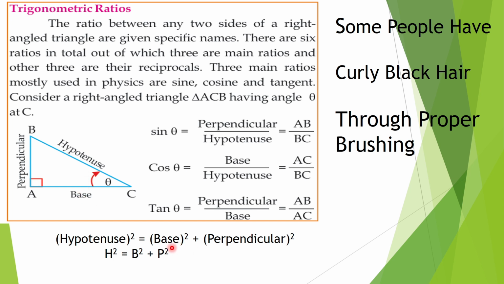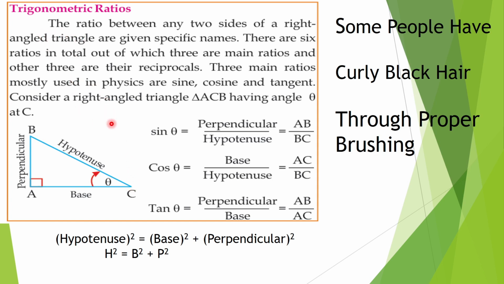For example, if you have base equal to 4 and perpendicular equal to 3, the square of 4 is 16 and the square of 3 is 9, so 16 plus 9 equals 25. So it means that your hypotenuse will be 5. So this is the Pythagorean theorem, which is always used in solving trigonometric questions. I hope you have understood this concept of trigonometric ratios.